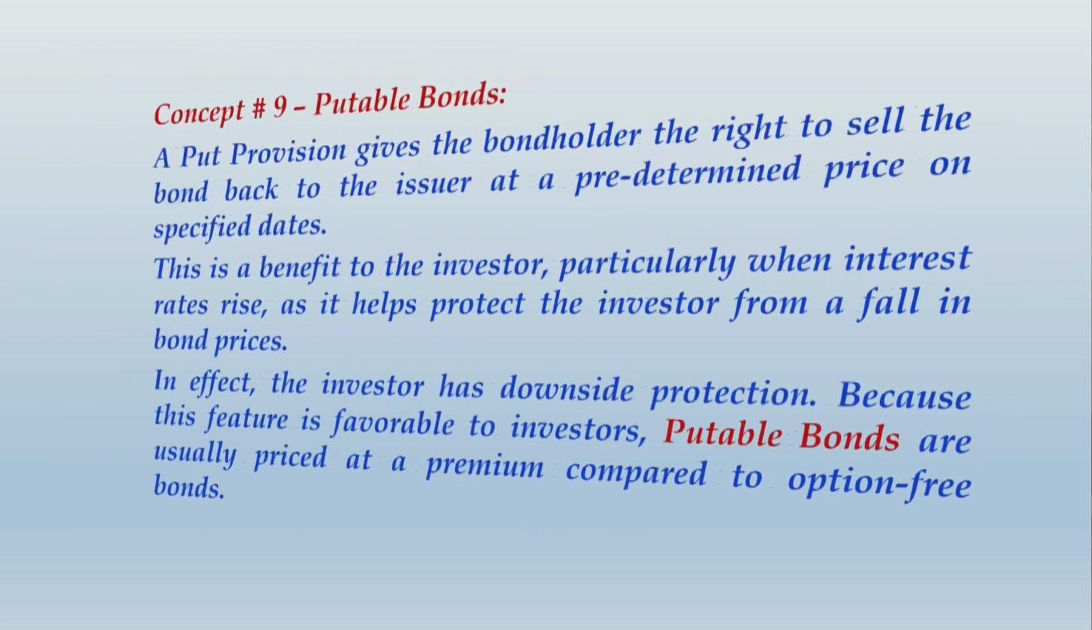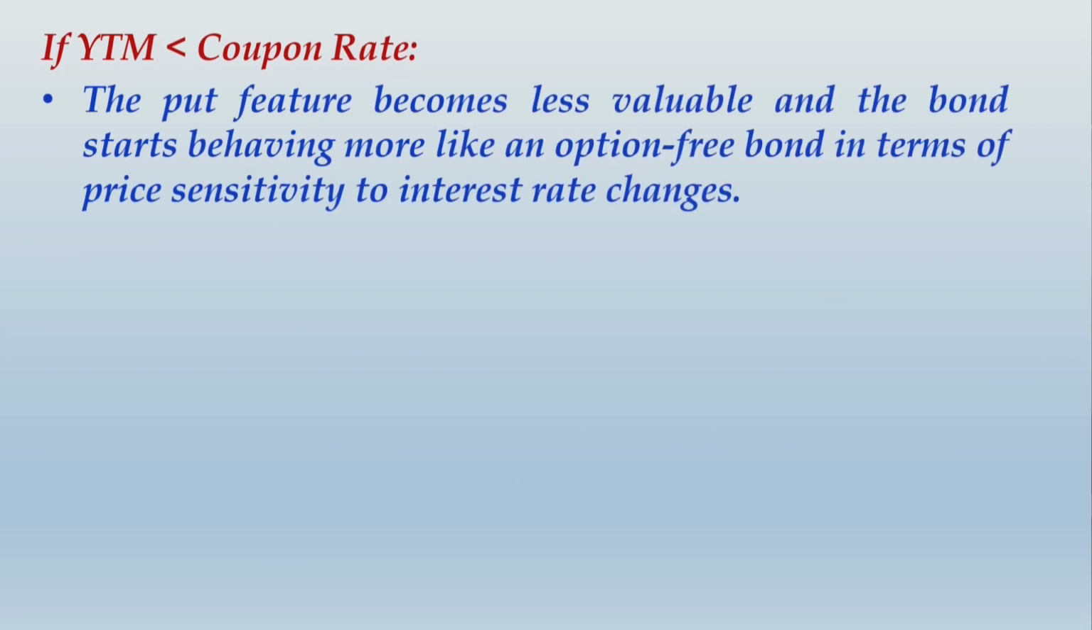Alright, now moving ahead, and you may continue writing for this scenario. If YTM is lower than coupon rate, the put feature becomes less valuable and the bond starts behaving more like an option-free bond in terms of price sensitivity to interest rate changes. Strategic use of poison puts.